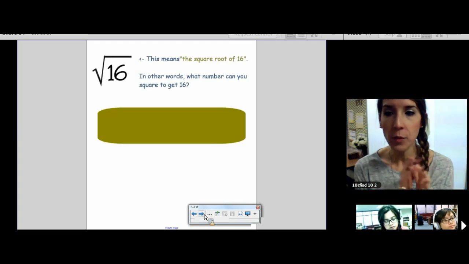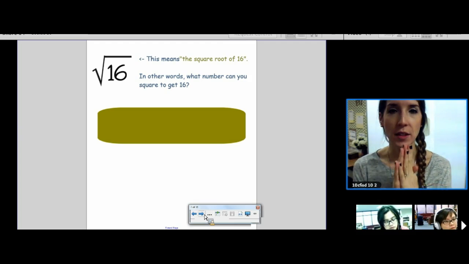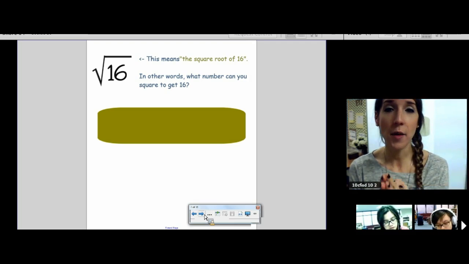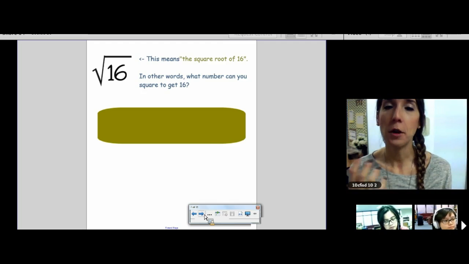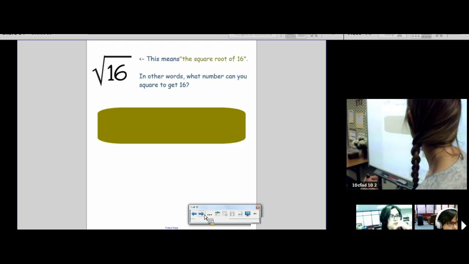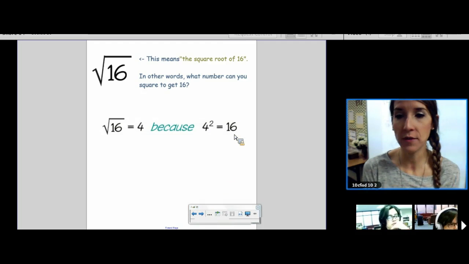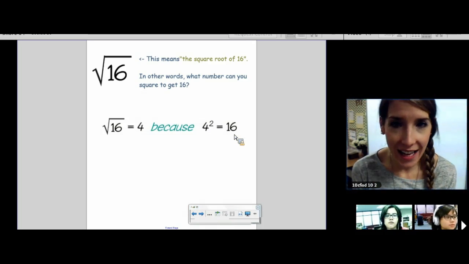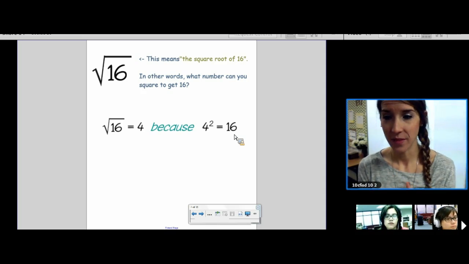So when we write those symbols on a piece of paper, we mean the square root of 16. In other words, we're saying what number could be squared and the result would be 16. And of course, it's 4. So the square root of 16 is 4 because 4 squared is 16.